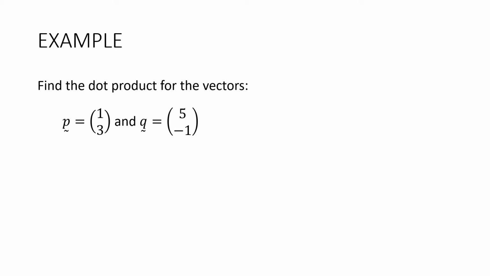So let's find the dot product for these vectors p and q. It's just going to be 1 times 5 plus 3 times negative 1. So it's really easy, isn't it? The dot product is equal to 2. But what does that mean?